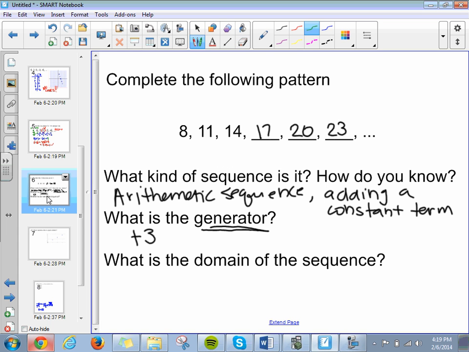So the domain is really referring back to our possible x values. Remember, x's are our n is 1, 2, 3, 4, 5, 6. So, for example, our 6th term in the sequence is 23. Our domain is our n values. So when you think of the domain, think of your n values. So for this one, there's 2 possible answers you might want to list. One is you can just list the numbers that are in the domain.